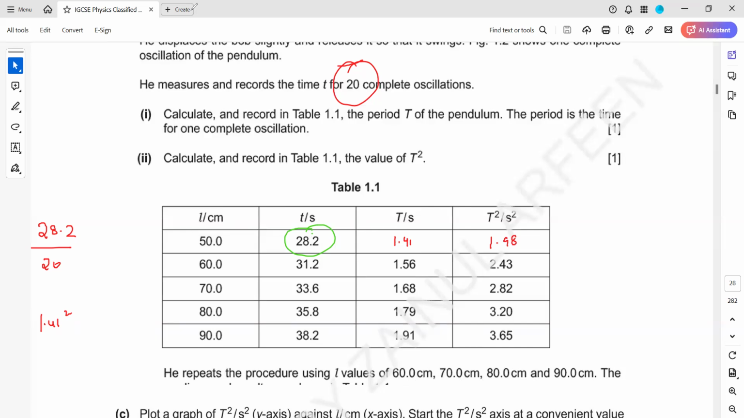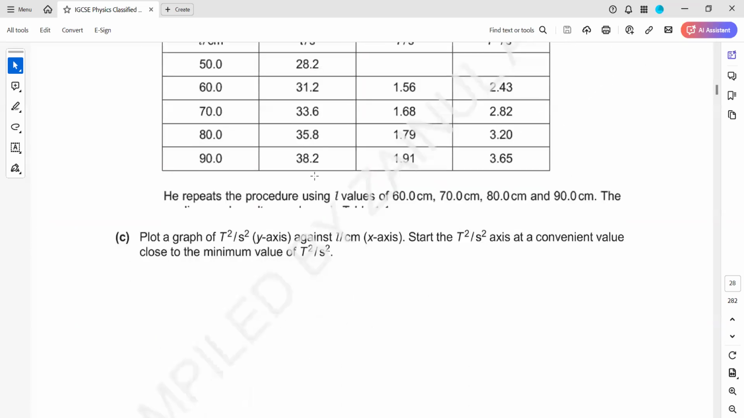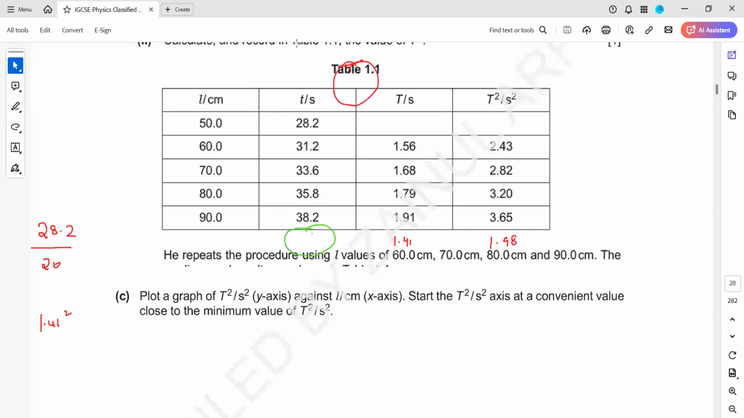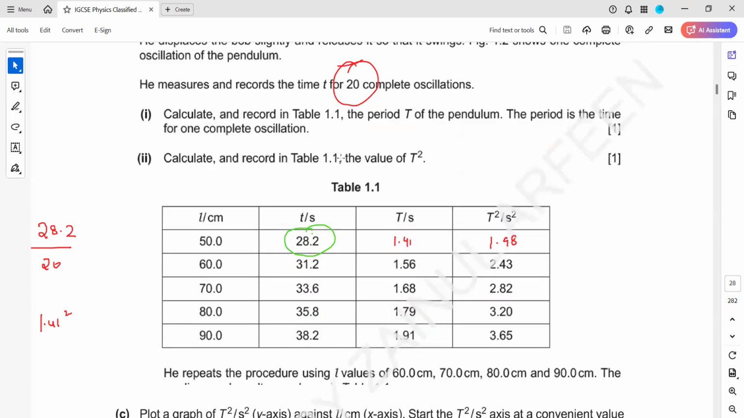And then we have to plot a graph between T squared on the y-axis and L on the x-axis. So I will just rewrite the values, because on the next page we have the graph of length and time squared. So this was 1.98. This was 60, 2.43. Then we have 70, 2.82. Then 80, 3.2, 90, 3.65.